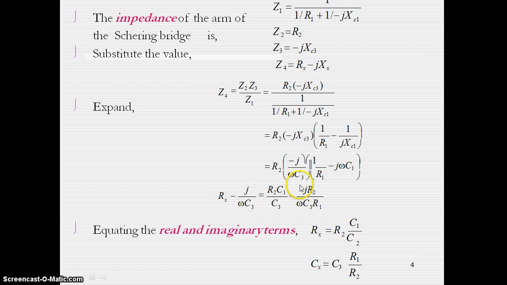Rearranging the equation, Rx minus j upon omega C3 is equal to R2 C1 upon C3 minus j R2 upon omega C3 R1. Equating the real and imaginary parts, Rx is equal to R2 into C1 upon C3 and Cx is equal to C3 into R1 upon R2.